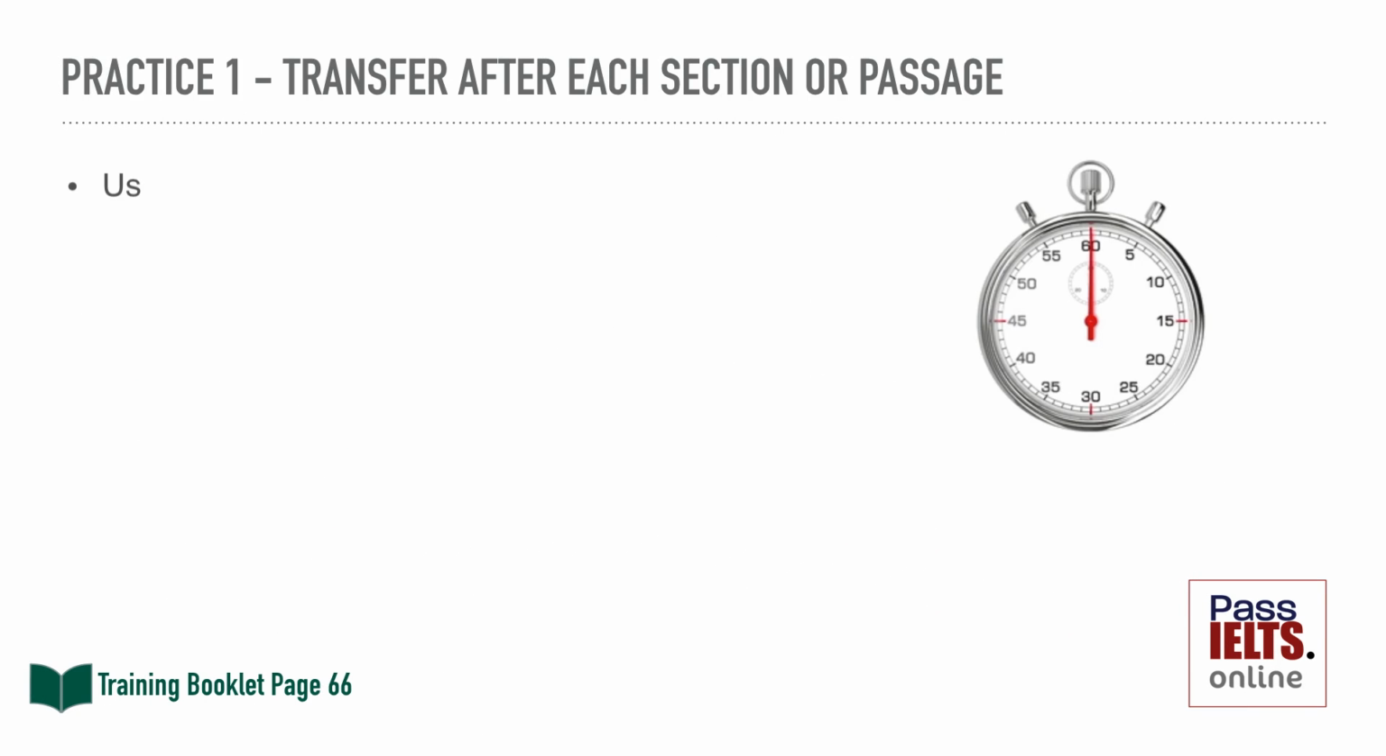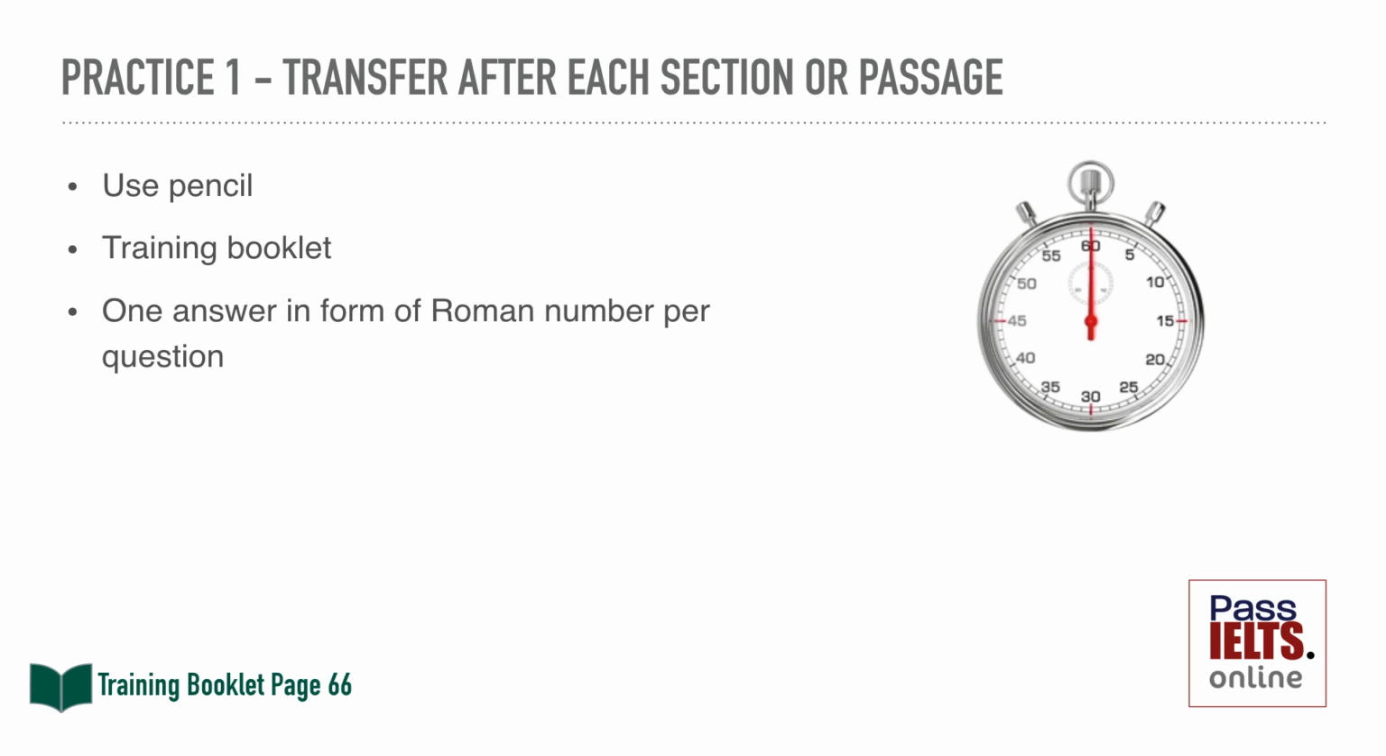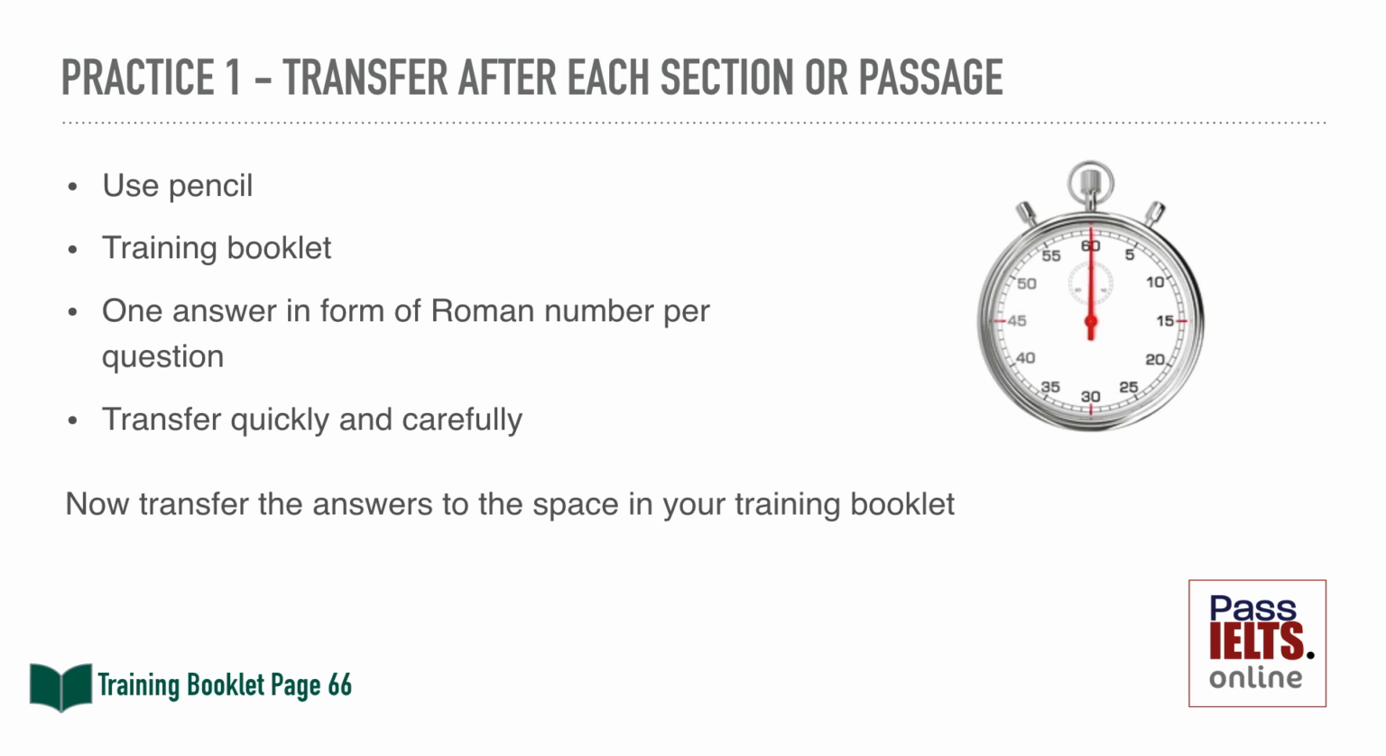Now you can transfer your answers in pencil to the space in your training booklet. There is one answer per question and it's a Roman number. You need to transfer quickly and carefully. You can now transfer the answers to your space in the training booklet. You have 40 seconds. I'll tell you when the time is up. You can start now.